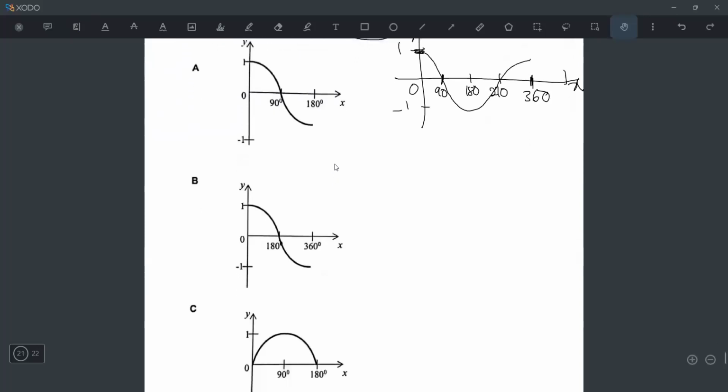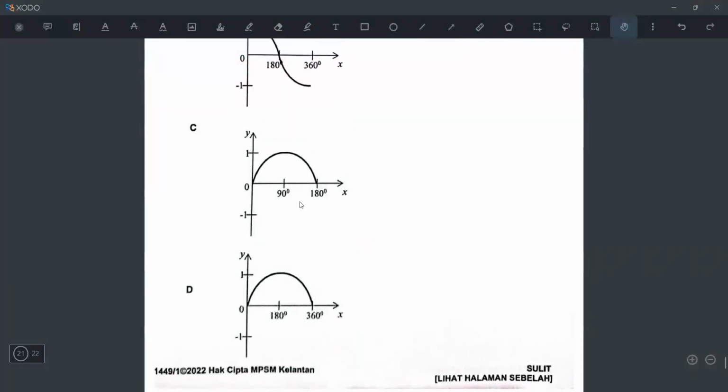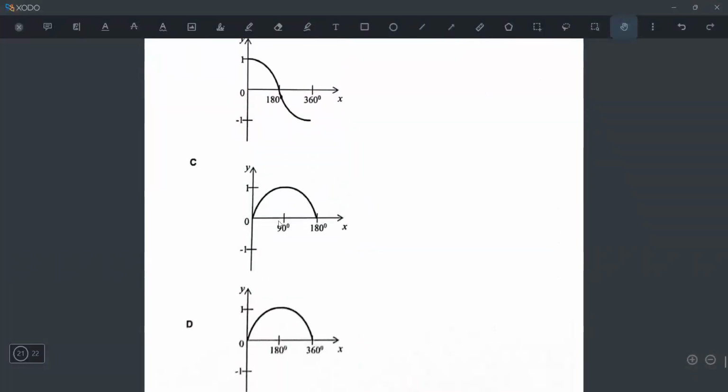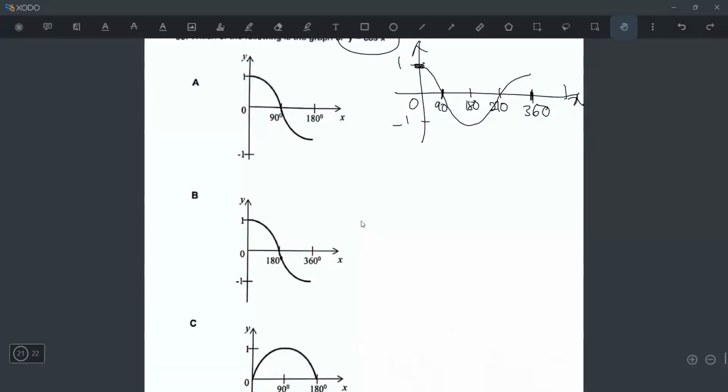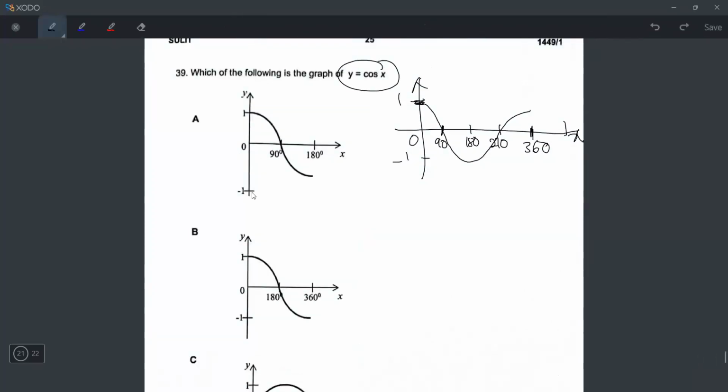So the answer, let's look at this. Definitely not C and D. Okay, this looks more like a sine graph. So is it A or B? A. Okay. Look at the angle here. Here should be 90. Here should be 180. You see? This is wrong already. This one, because this one is the y equals cos.